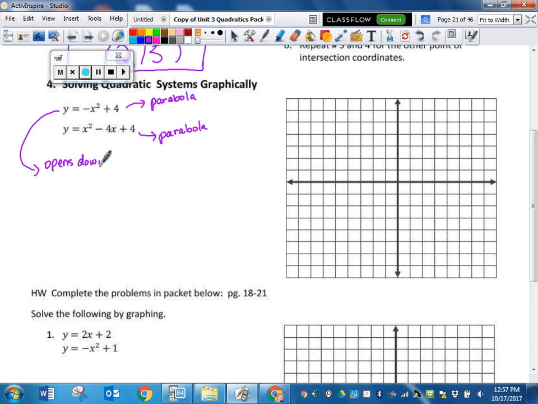We know that means it has a max or a min. It has a maximum. We know that our y-intercept is 4, so (0, 4). And very quickly, just to double check, negative b over 2a: negative b is 0, 2 over negative 1, so x equals 0.